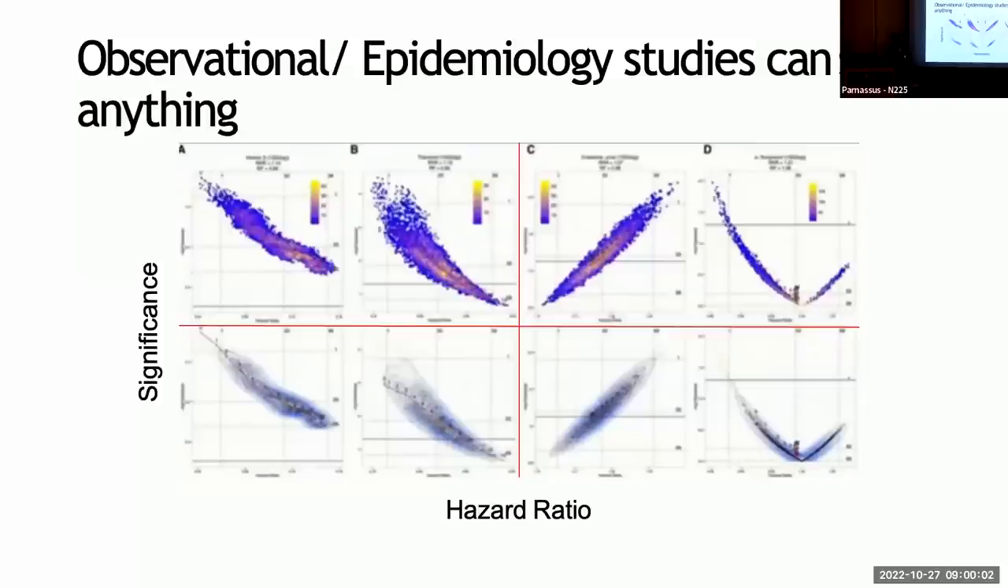But you can find extreme answers. I didn't explain, but the axes are hazard ratios on one axis and significance on the other, but it's actually not the p-value, it's the negative log 10 p-value. It's done for transformation reasons, but it shows you that this is where it saves your life and this is where it kills you. And the heat of the map is where it does nothing at all.